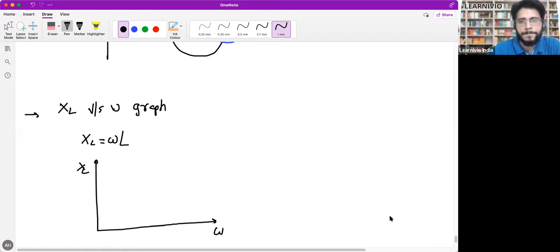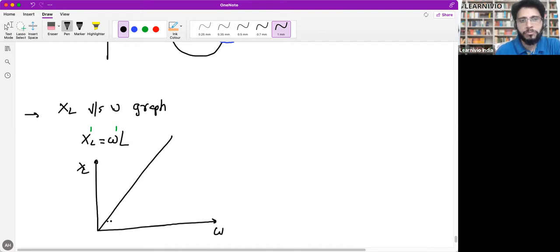One minute. XL is omega L. I'm plotting the XL versus omega graph. Can you predict the shape of the graph? It would be a straight line. Why would it be a straight line? Because XL is directly proportional to omega. Both have single powers, right? Linear equation, so the graph would be a straight line.